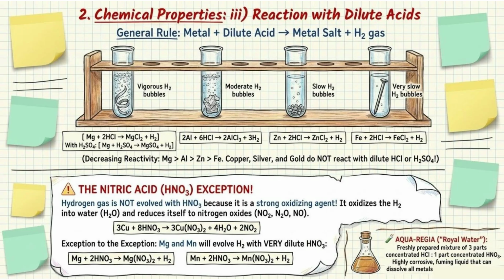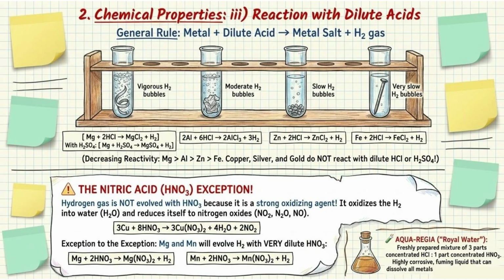Before we completely leave acids, we have to talk about aqua regia. It literally translates to royal water in Latin. It's an intense mixture. If you mix 3 parts concentrated hydrochloric acid with 1 part concentrated nitric acid, you get this fuming, highly corrosive liquid. It is so powerful it can dissolve absolutely all metals, even indestructible gold. Incredible stuff.